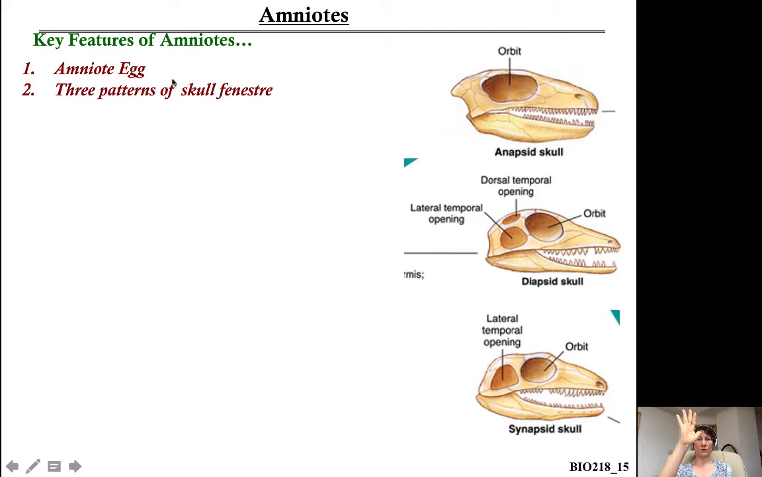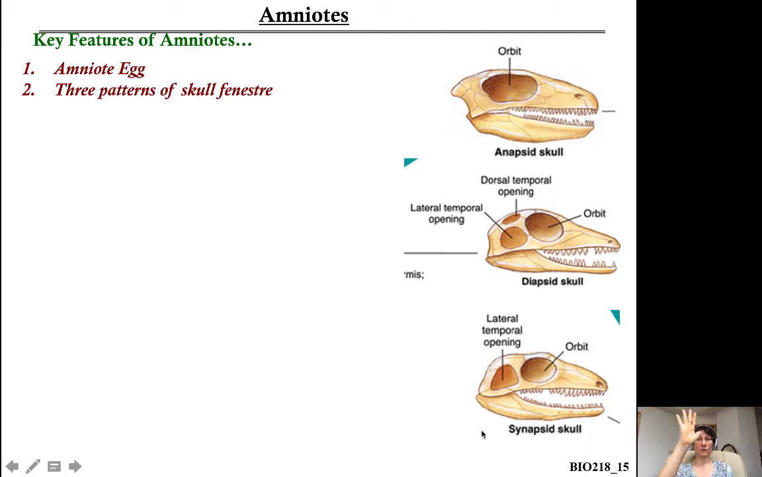One has to do with, there's 3 different patterns of what are called skull fenestrae. So fenestrae are holes in the head, and you have all kinds of different holes in your head. And what I'm showing you here are the 3 different conditions. So you have the anapsid skull, the diapsid skull, and the synapsid skull. And they each have to do with temporal fenestrae, so holes that are behind the eyes. Now in the case of the anapsid skull, there is no hole behind the orbit. So it lacks that. There's 2 holes in the diapsid condition, so diapsid, so 2. And there's a single hole behind the orbit in the synapsid condition.